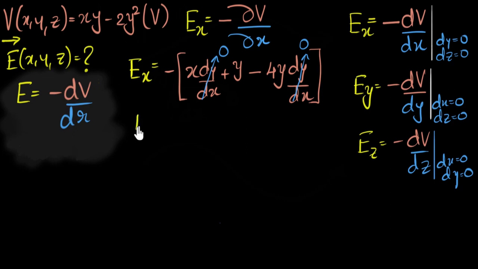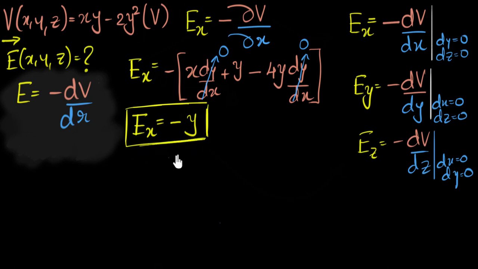Okay, so what do you get? Let's see, we get Ex equal to, this term goes to 0, this is the only term that survives, so I get minus y. So this is my x component value.